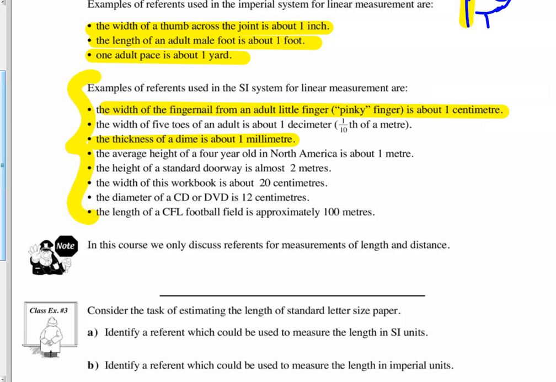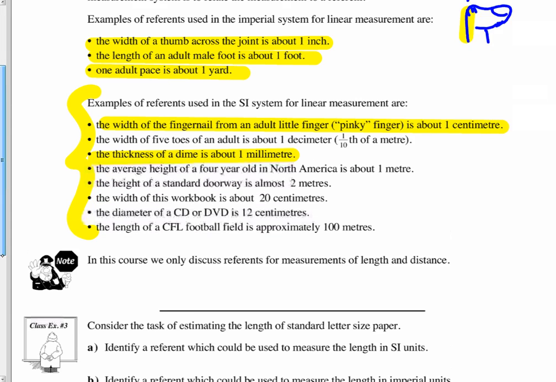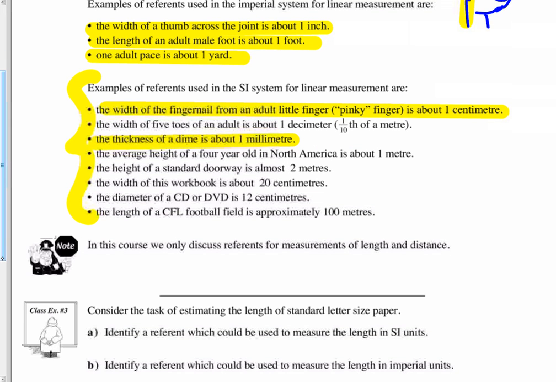Okay. Why do you have to specify in North America? Where? The average height of a 4-year-old is more than there. Oh, that makes a difference, right? What country you're in? Yes. The average height, yeah.